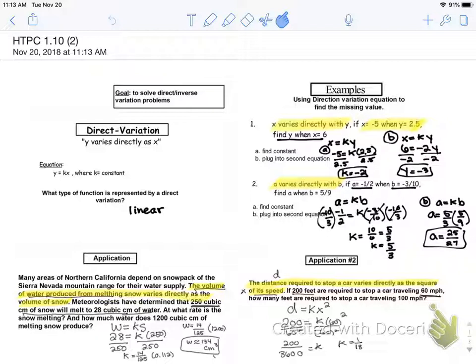All right, so my constant is 1/18. So let's apply that, using the information that we want to figure out how many feet are required to stop a car traveling 100 miles per hour. So if I rewrite my direct variation here, my constant was 1/18, and this time it's 100 miles per hour, so that'd be 100 squared, so we want to figure out the distance. So if I calculate that, it's going to be approximately 556 feet.